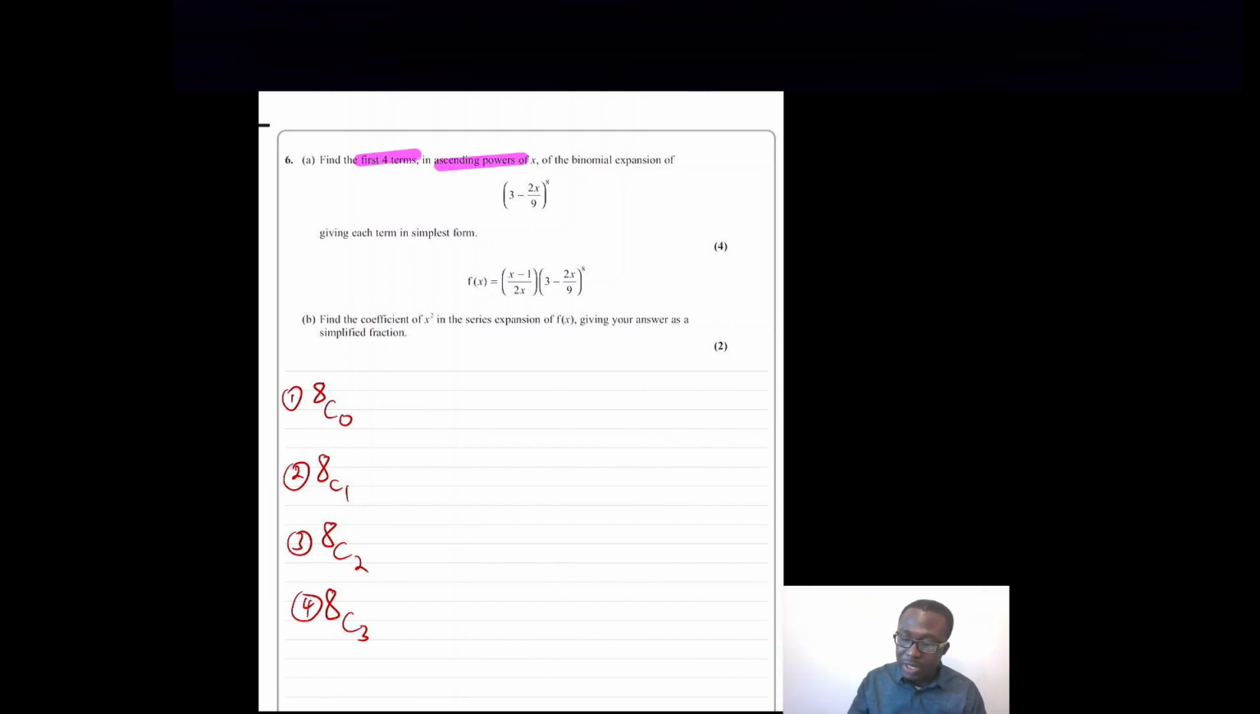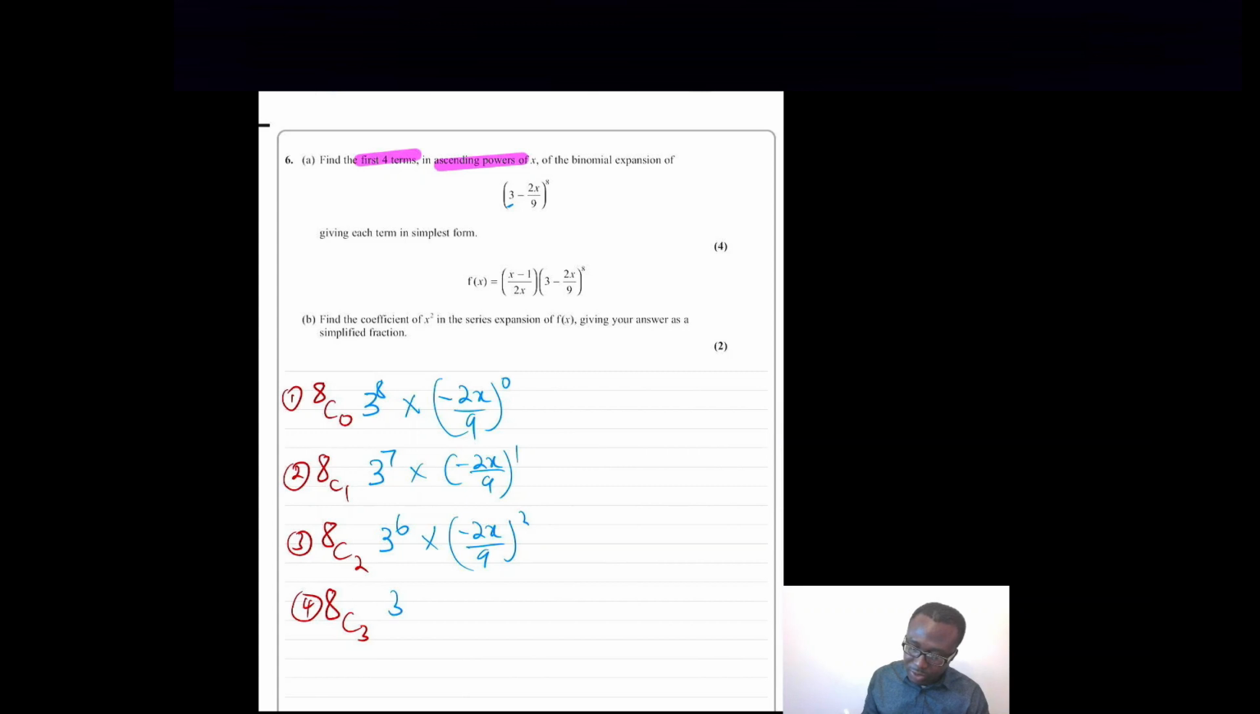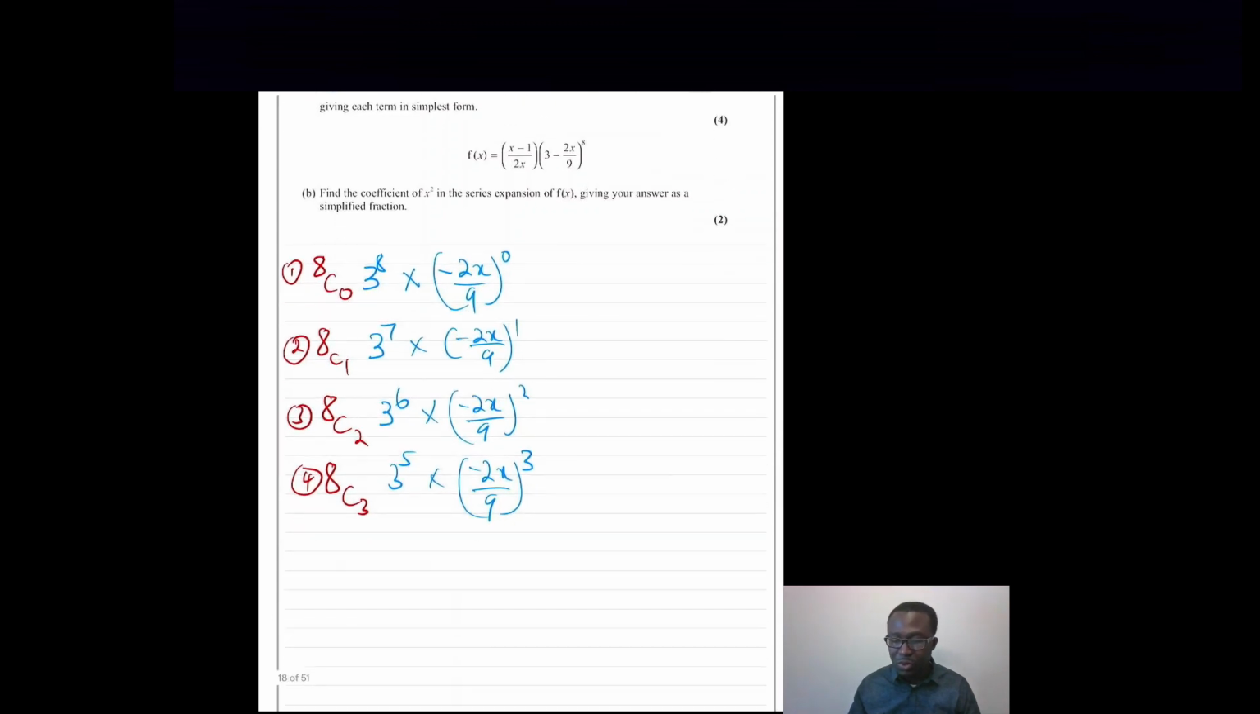The next bit we're going to look at is the part that will be multiplying. So 3 starts off taking all the power times our second part, which is minus 2x over 9, which takes nothing. Then 3 reduces to 7, and our minus 2x over 9 begins to increase. Then 3 goes to 6, and our minus 2x over 9 increases to 2, and then 3 goes to 5, and our minus 2x over 9 goes cubed. So these are the first 4 terms.